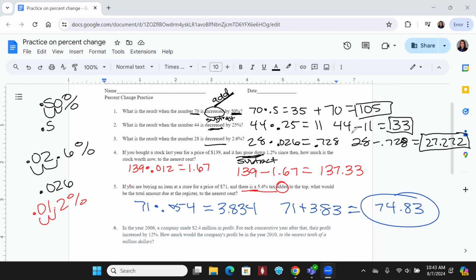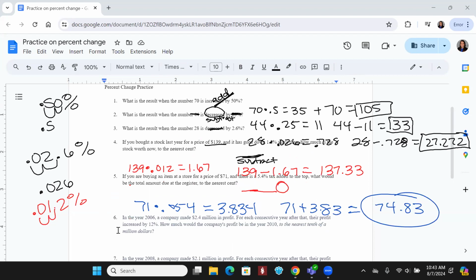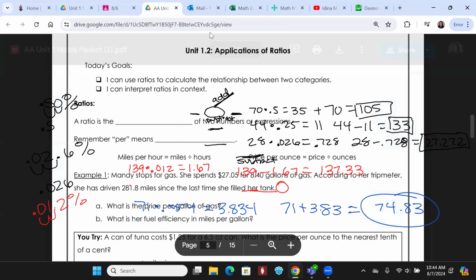All right. Okay, so we're going to switch gears just a little bit. Okay, so go ahead and look at the packet from yesterday. So we're going to put a pause on this. Okay, we're going to come back to it. Go ahead and look at the packet, and you're going to look for 1.2. So lesson 1.2. Okay. So lesson 1.2. So it says intro to ratios or applications of ratios.